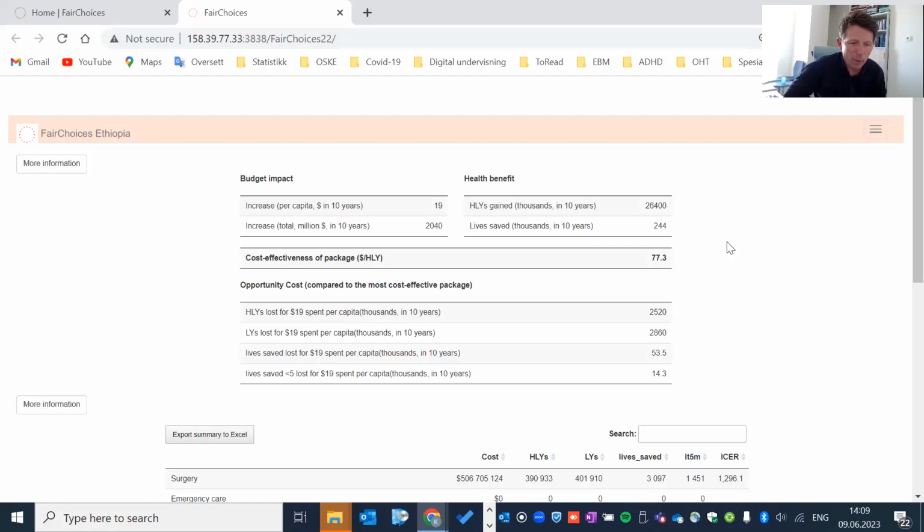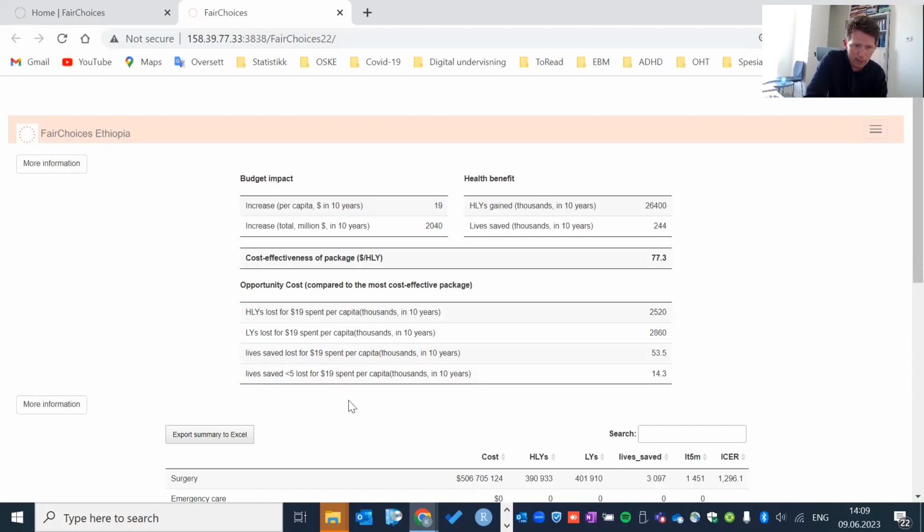So either you have to go back and change your priorities, or you have to go back to the budget space analysis, discuss with the Minister of Finance if you could afford to increase the health budget to $19 per capita.